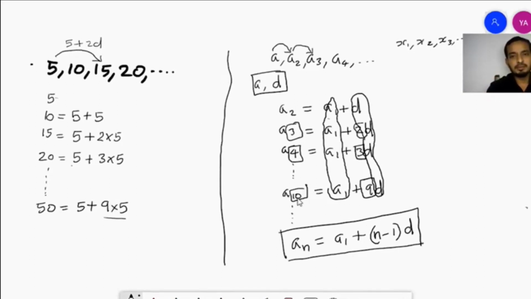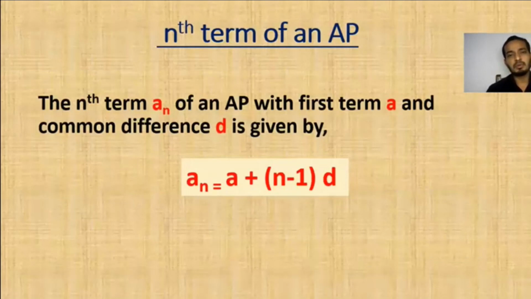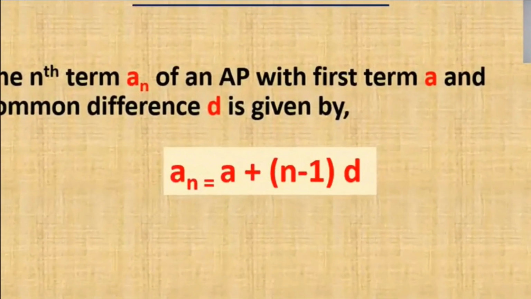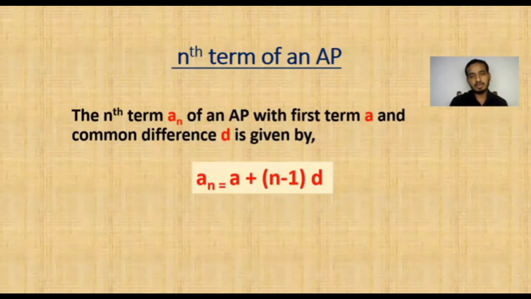So come back to the PPT. Here, this is the formula I wrote. The nth term an of an arithmetic progression with first term a and common difference d is given by an is equal to a plus (n minus 1) times d. Okay, I hope you understood the idea of the nth term. This formula has a wide application in many different problems, so you can use this idea to find the solution.